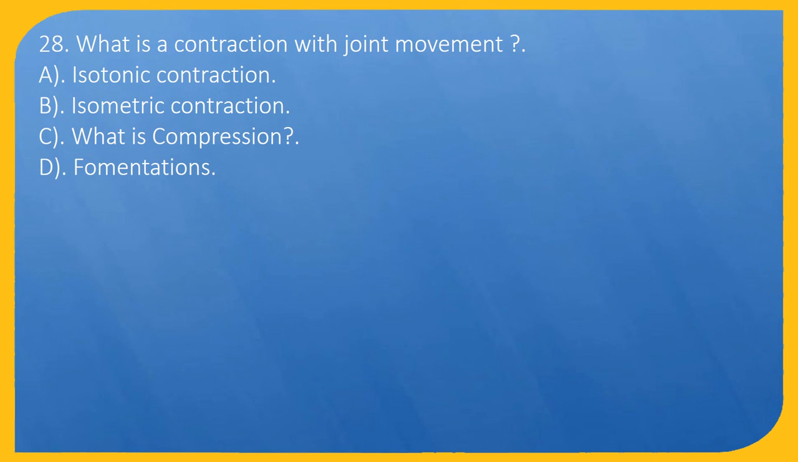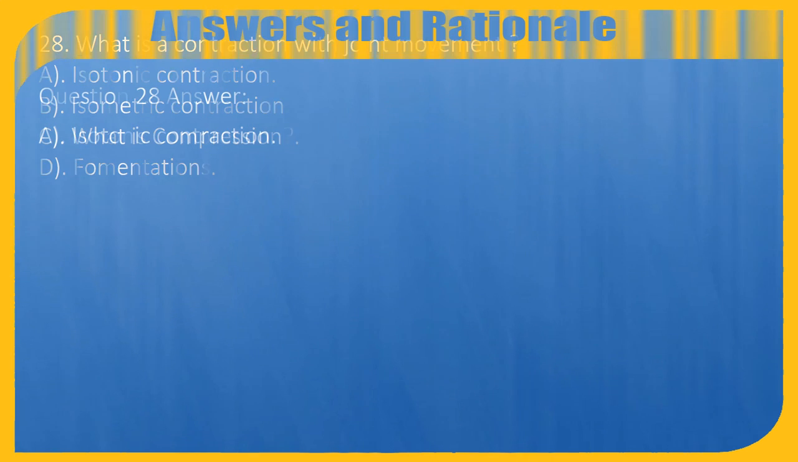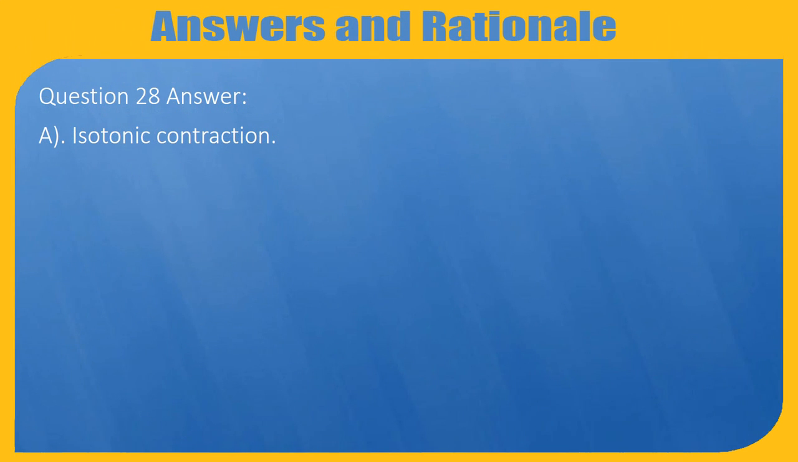Question 28. What is a contraction with joint movement? A. Isotonic contraction. B. Isometric contraction. C. Compression. D. Fomentations. Question 28. Answer A. Isotonic contraction.